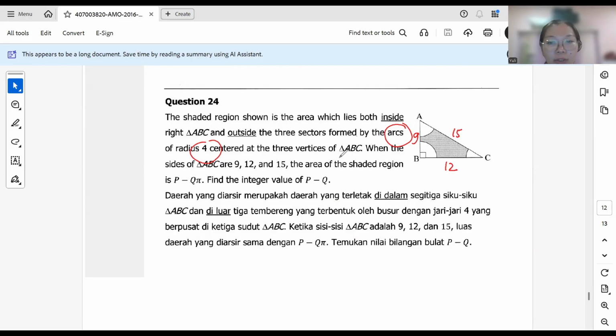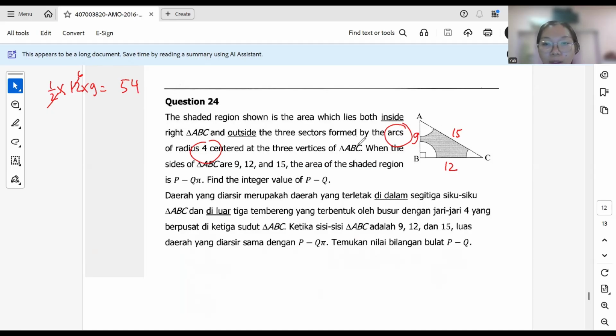Area of the shaded region. Okay, area of the shaded region will be the area of the triangle minus the semicircle, right? The total of the arcs. So the area of the triangle is base 12 times 9 divided by 2, 54. This is the area of the triangle.